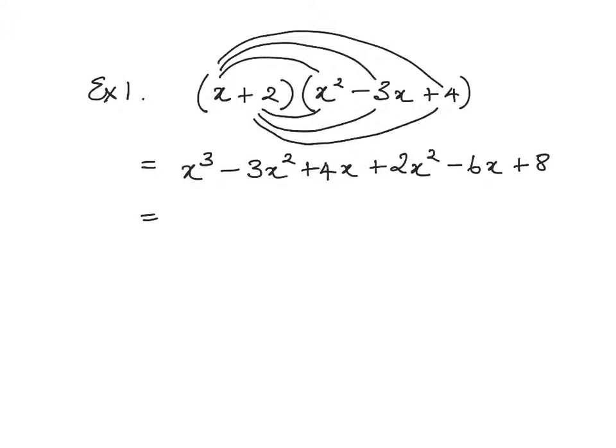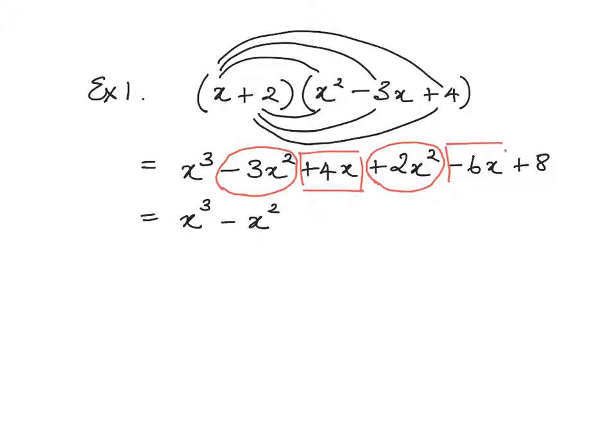Gather together like terms. Here's one squared term. Here is a second squared term. Remember to include the sign. So we've got just the 1x cubed. Minus 3 plus 2 is minus 1, so that's minus 1 x squared, which we'll write as minus x squared. I then have, here is an x term, here is an x term. So I have plus 4 minus 6 is minus 2x, and I've got the plus 8 at the end.